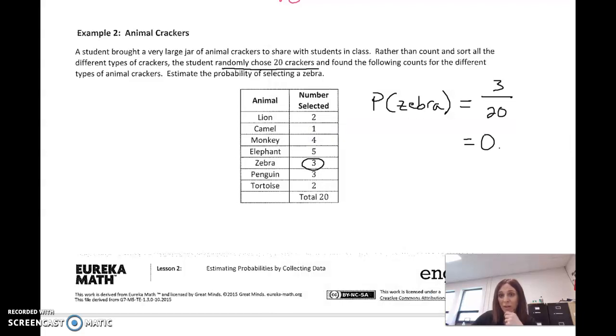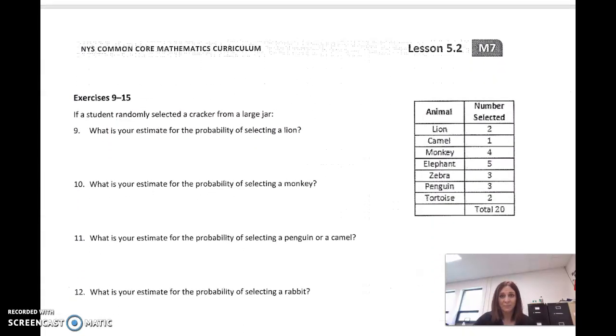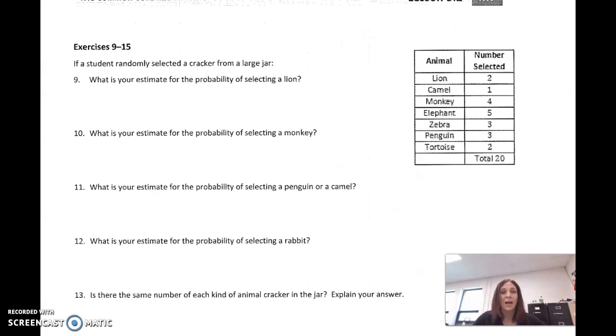So writing it correctly, we can write it like that, or we move it over 2 places and we say 15%. So we have a 15% chance of selecting a zebra out of that big jar, if this holds true. Okay, so let's keep using these animals here, and let's just try different percents.